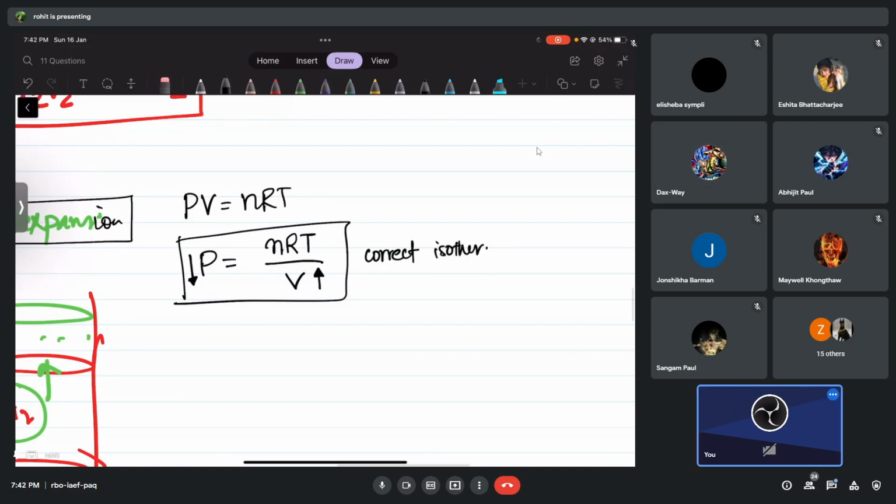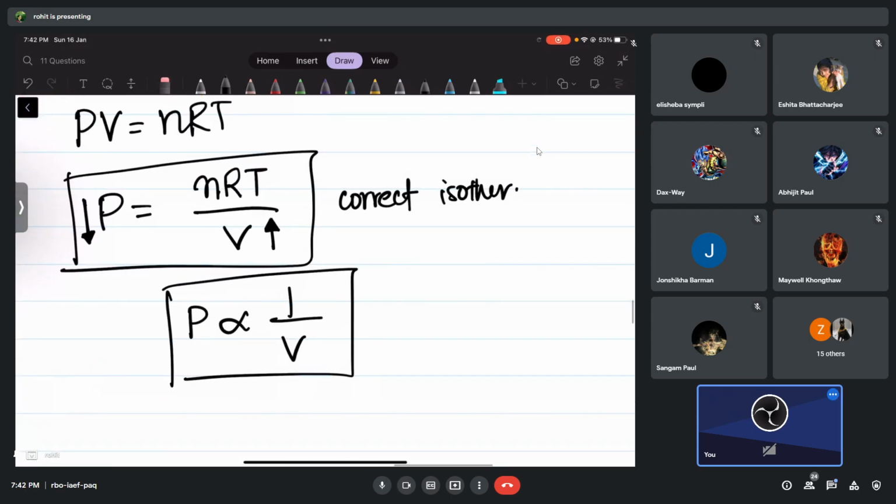T is constant, so P is inversely proportional to what, guys? Volume to how much power? Power 1. Pressure to power 1 and volume to power 1. This is how pressure changes with volume if it is an isothermal process. Look at the power of volume and the power of pressure. It is all 1, so it is quite fine. We got this equation. Everybody is okay with this.